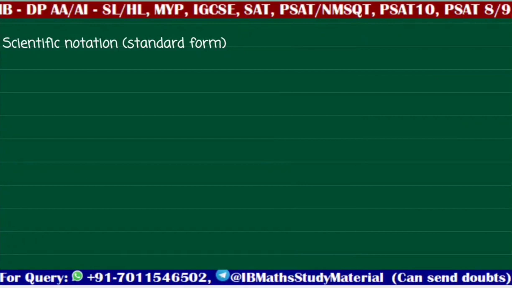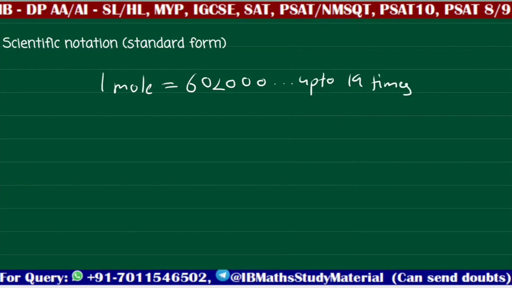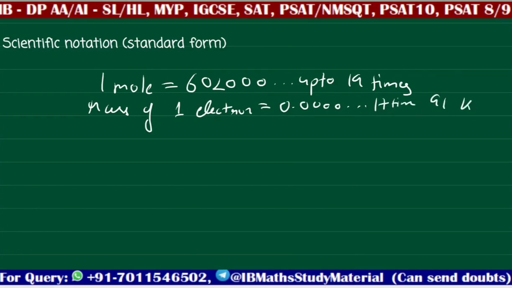So in science you often have to deal with very large numbers like 1 mole, which is equal to 6.02 times 10 raised to the power 23, and very small numbers like the mass of one electron, which is 9.1 times 10 raised to the power minus 31 kilograms. To make large and small numbers more comprehensible, you can use standard form.